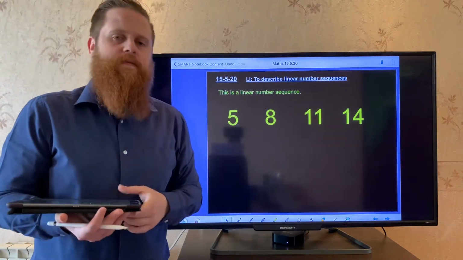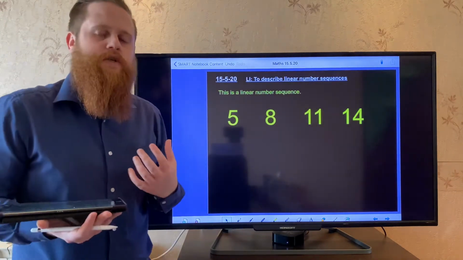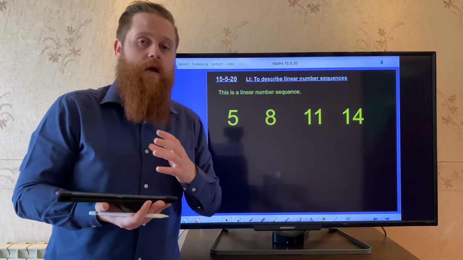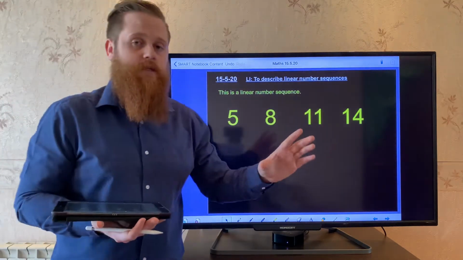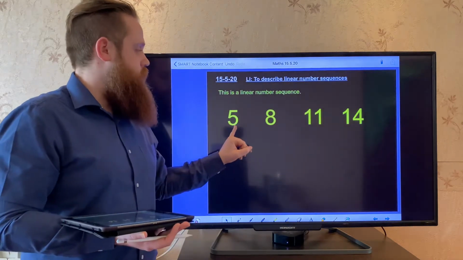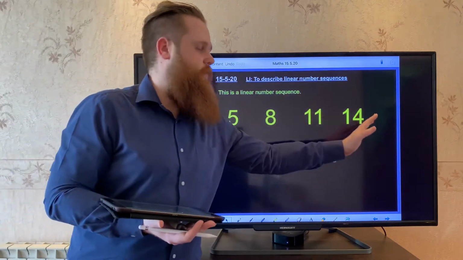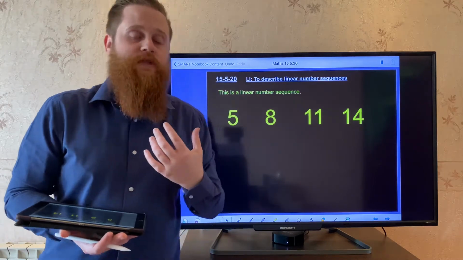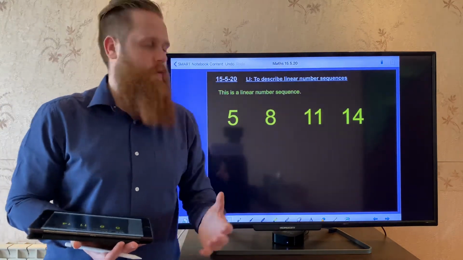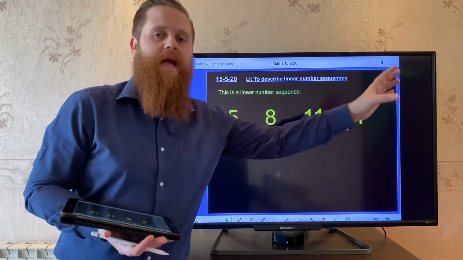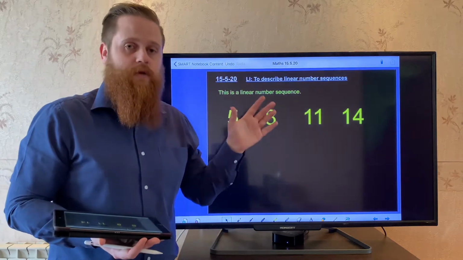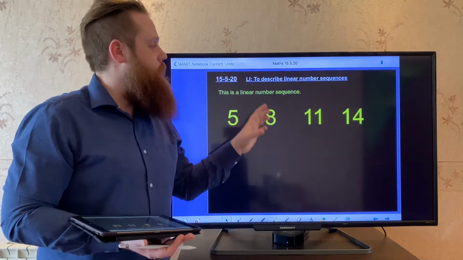But what about the nth term? Well, the nth term is a formula used to find any number in a sequence like this, okay? So the nth term could be any number in here. This would be the first term, the second term, the third term, the fourth term. The nth term could be used to describe the 50th term, the 100th term, the 1000th term, basically the 1000th number in this sequence.